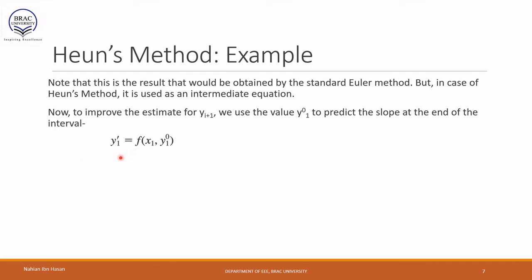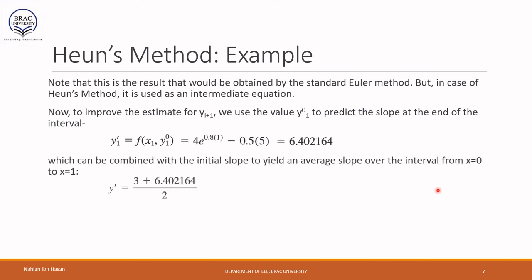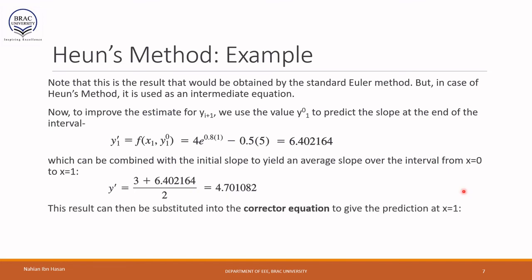So we have two different slopes: at the initial point we have the initial slope, and at the end of the boundary we have a new slope. According to Heun's method, we are going to take the average of these two slopes, and the average turns out to be 4.701082. This is the average slope within the whole interval, that means the interval situated from x equal to 0 to x equal to 1. So that's the average slope within that interval.